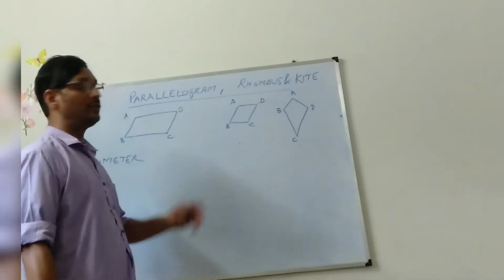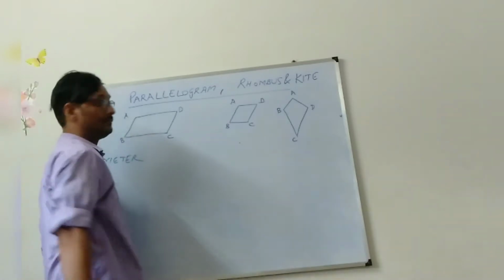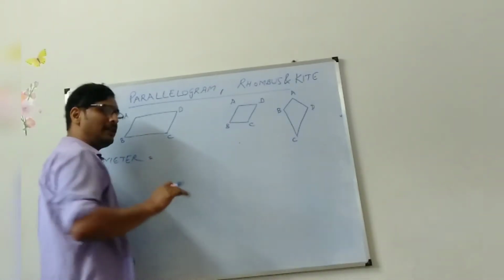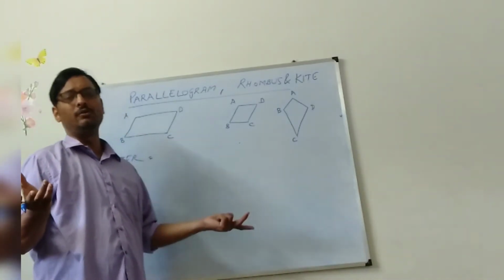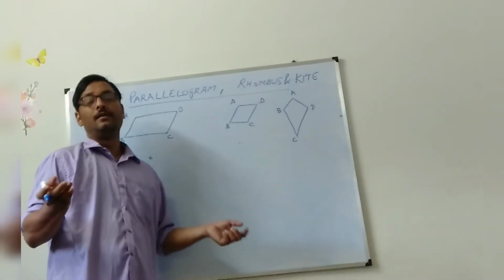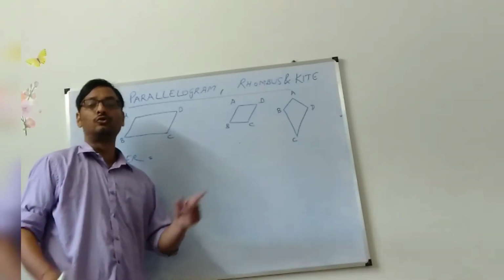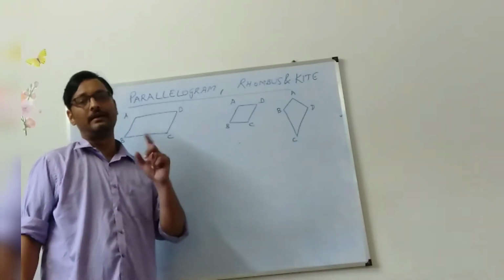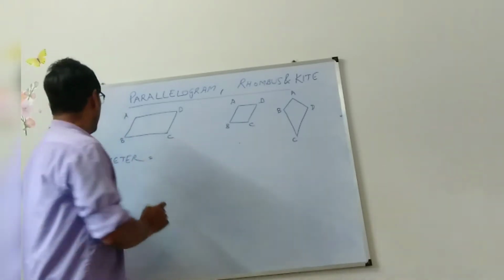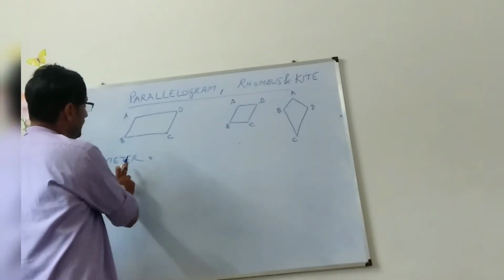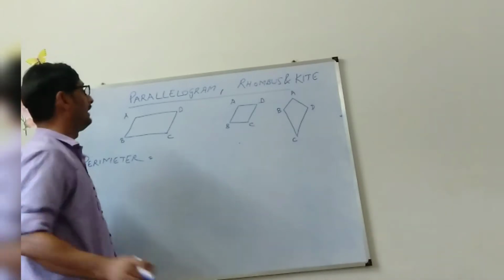First, understand what the perimeter is in all these shapes. The basic formula I explained in my previous videos: the perimeter is the sum of all the sides. If you go through all my previous videos, you will know about it.